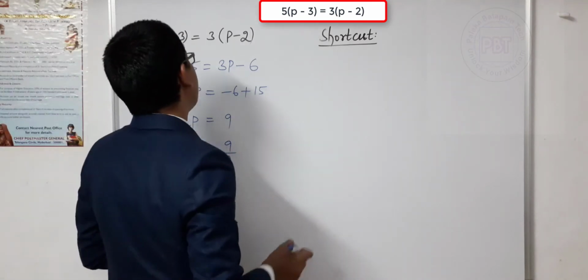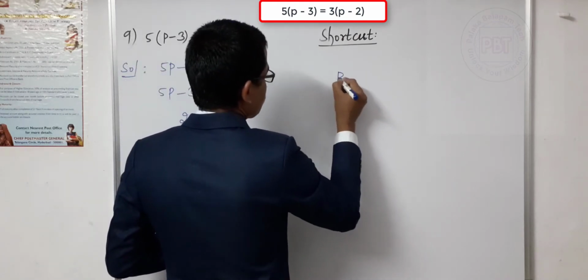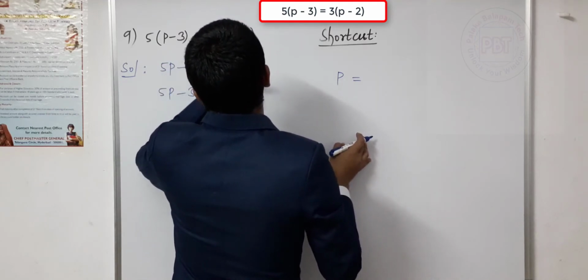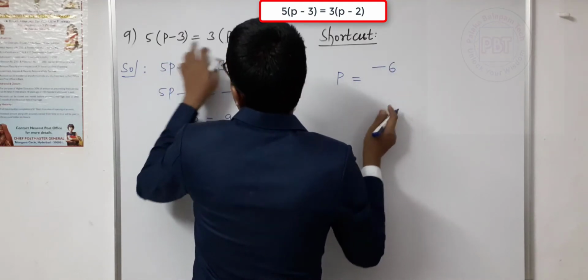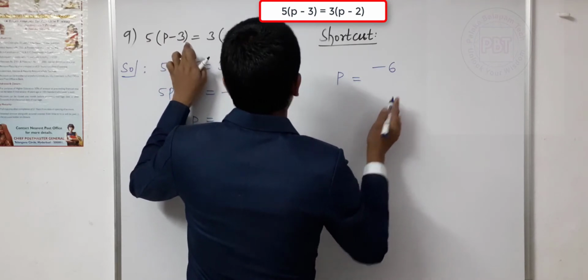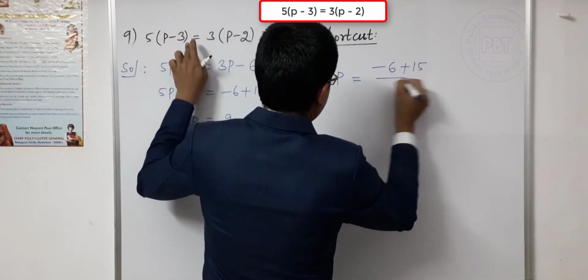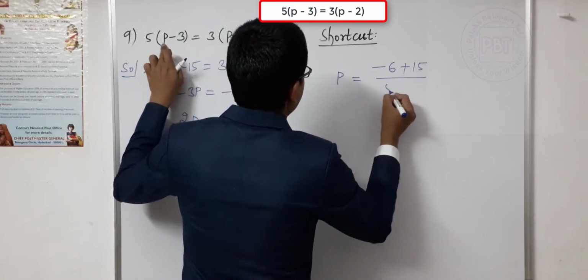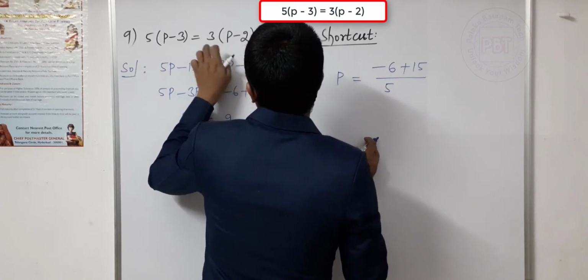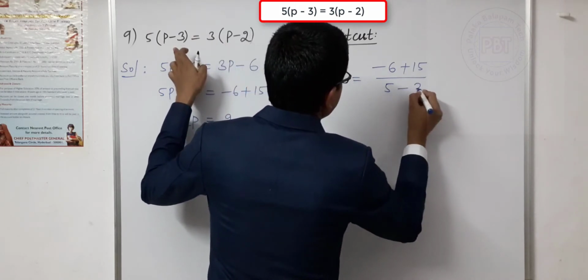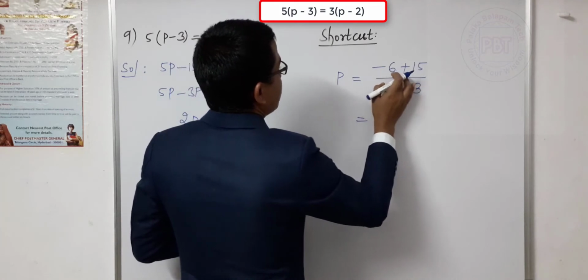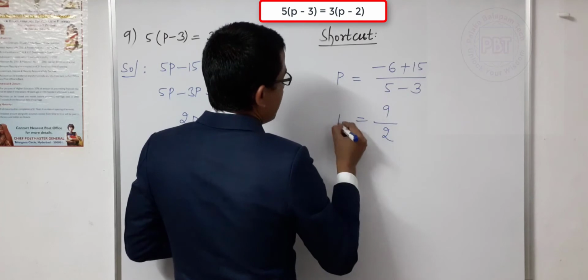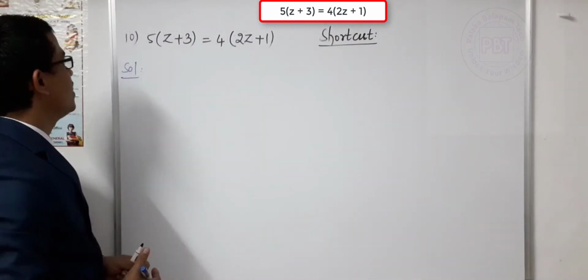Now see the shortcut method for this. The variable is p, and p equals constants by quotients. The first constant is 3 twos are 6, minus 6, and 5 threes are 15, minus 15 becomes plus 15 here, by the quotient of the variable: 5p means the quotient is 5, and here 3p, the quotient is plus 3, and plus 3 becomes minus 3. Now minus 6 plus 15 is plus 9, and 5 minus 3 is 2. Therefore the p value is 9 by 2. Now let us see the 10th question.